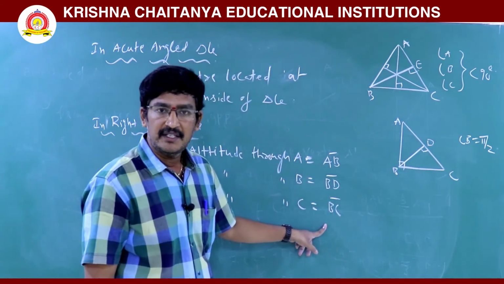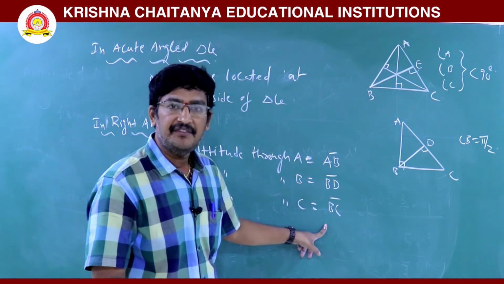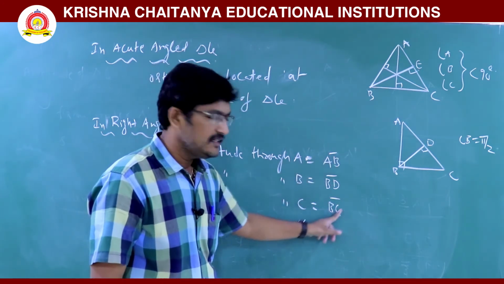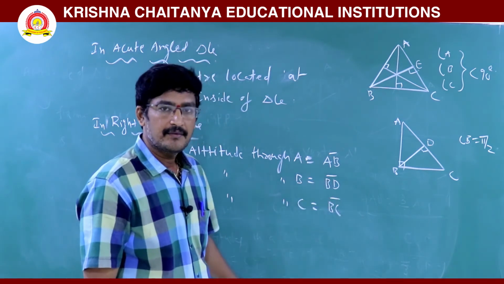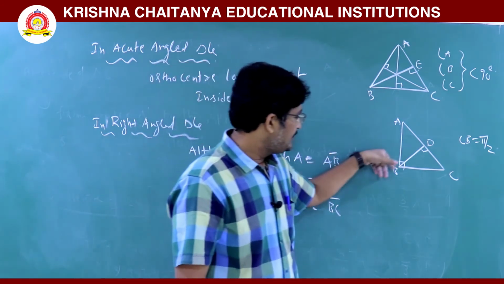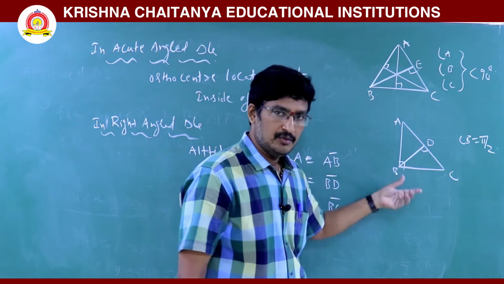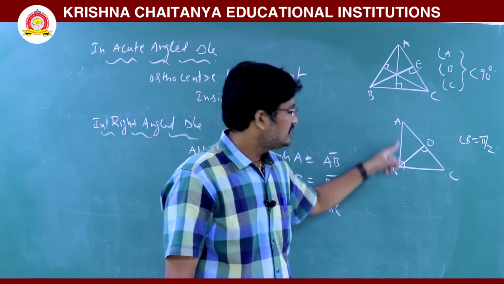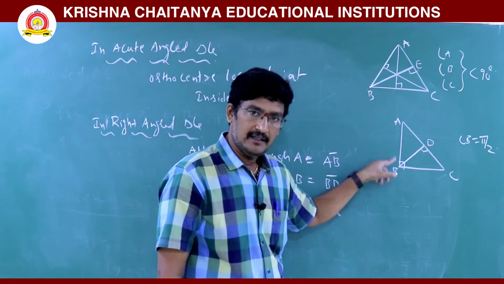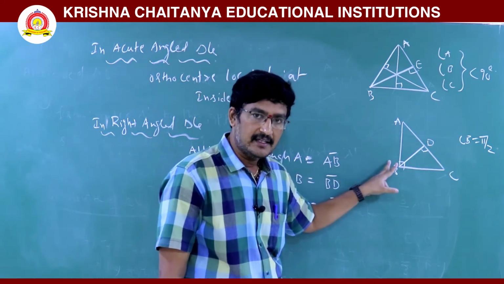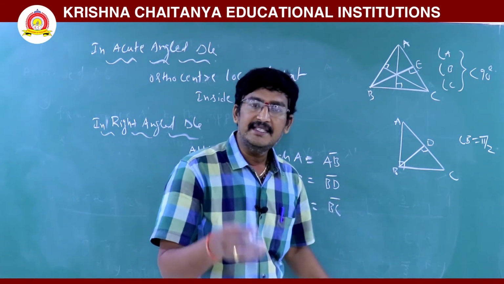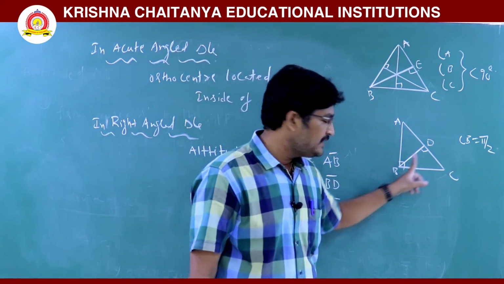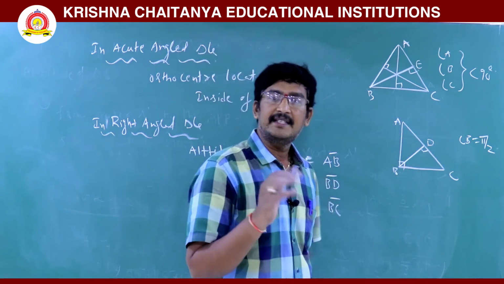What is the definition of orthocenter? The point of concurrency of the three altitudes. So these three are the altitudes. What is common in these three? B. AB, BD, CB, those three lines intersect at B. So the altitudes in the right angle triangle meet at B. B is the vertex at the right angle, so the orthocenter of the right angle triangle is B here.